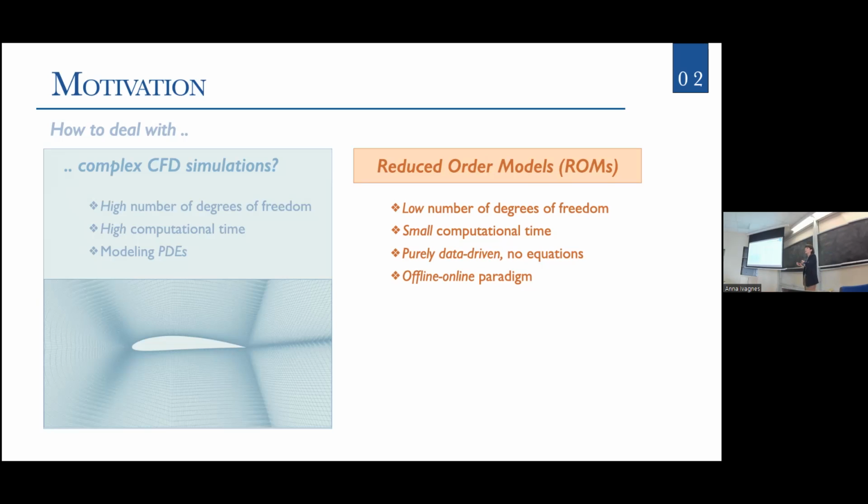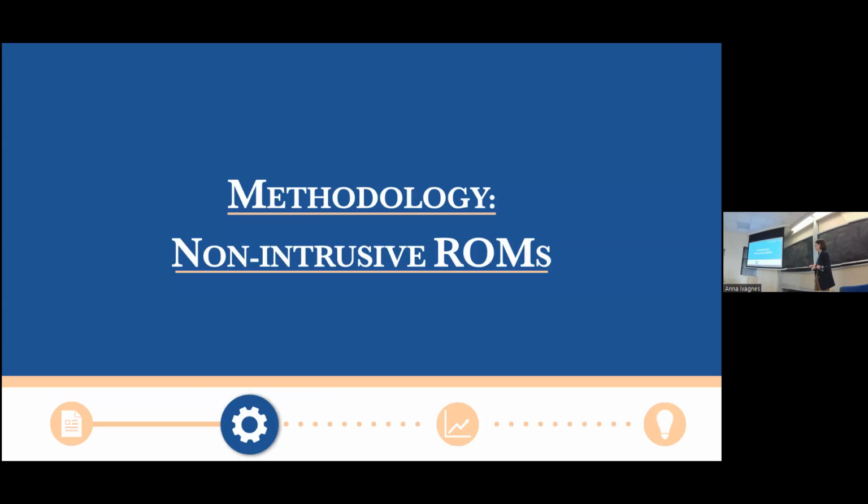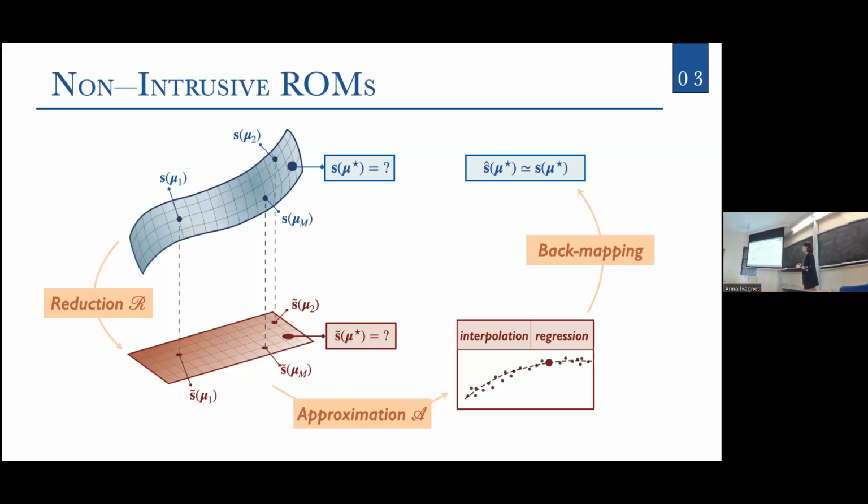And then you run an online part. The online stage is much faster, of course, because we want to simplify our problem. And so in the online stage, we can run our reduced order model, starting from our data. Okay, so now let's start with a bit of methodology on non-intrusive reduced order models.